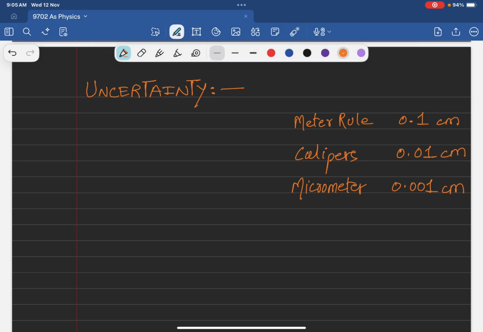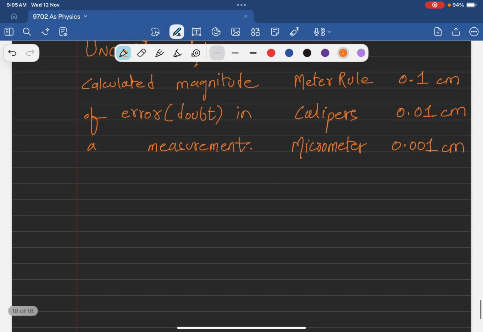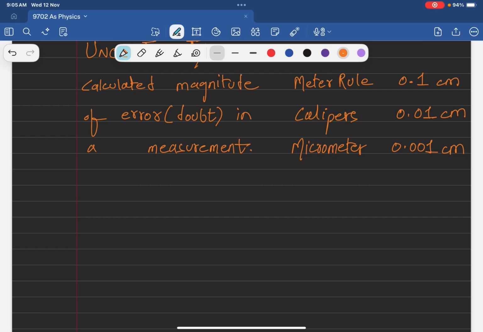So, what is uncertainty? Uncertainty is basically the calculated magnitude of error, or let's say doubt, in a measurement. Now, there are different ways in which we state uncertainty. So we will look at this.